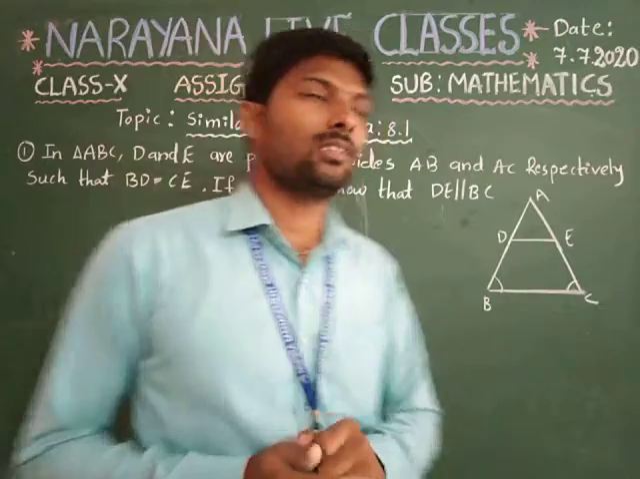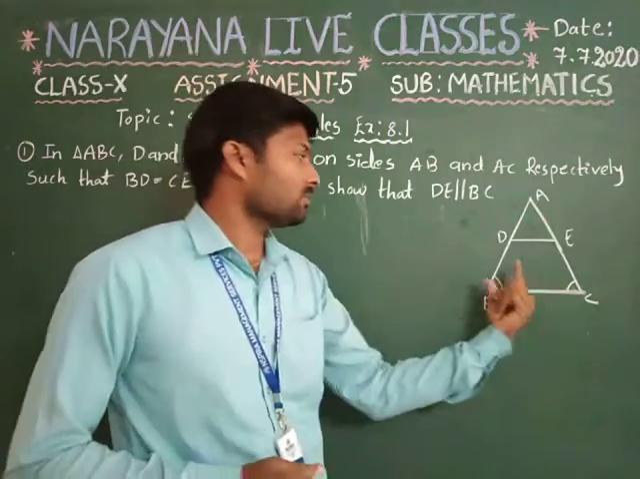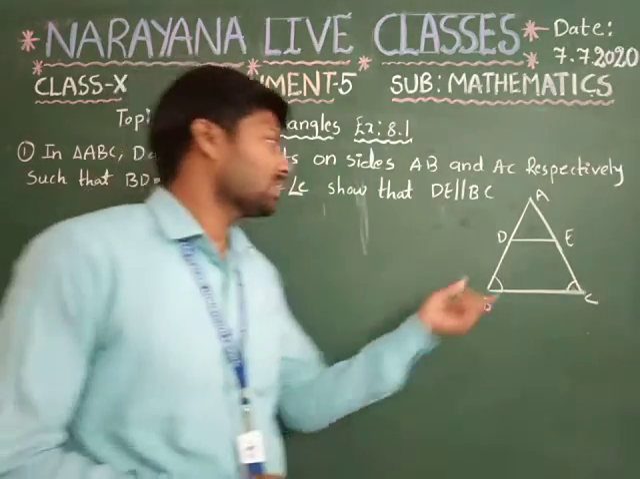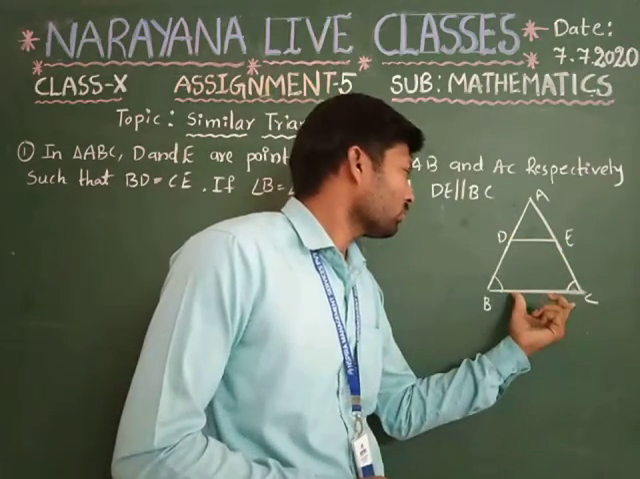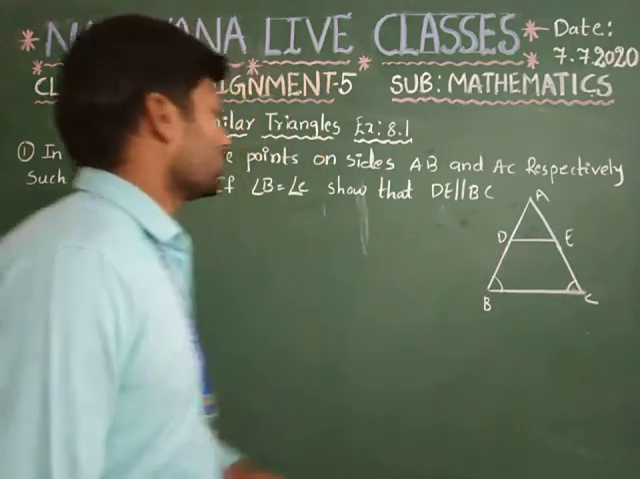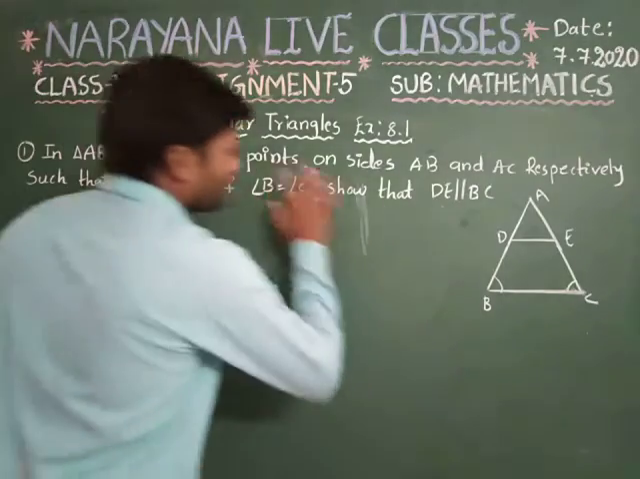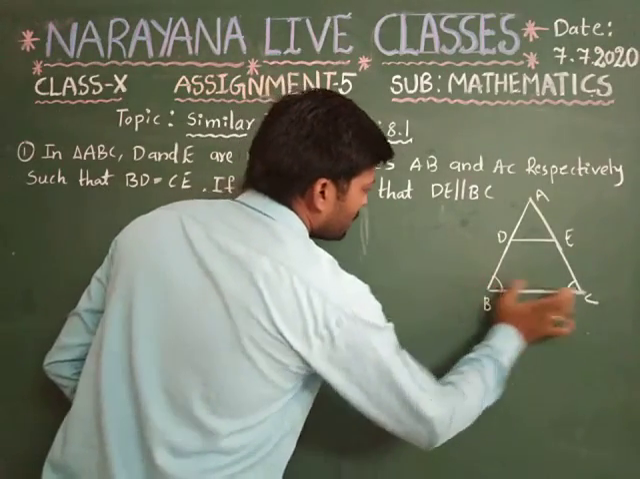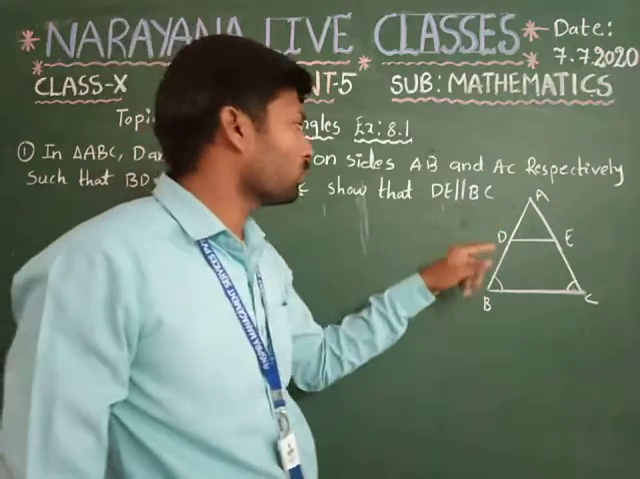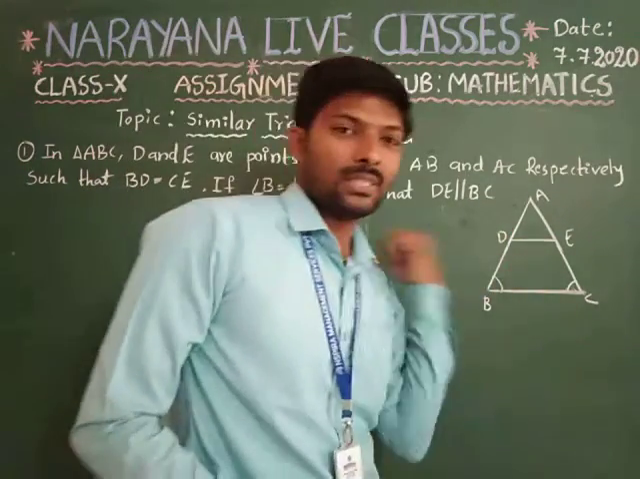The first question: in a triangle ABC, if BD is equal to CE, show that DE is parallel to BC. In the same way, the second statement given is angle B is equal to angle C. So based on these two statements, we have to prove DE is parallel to BC.